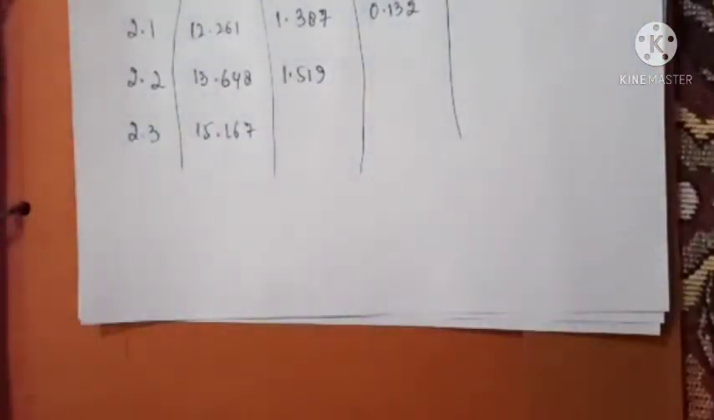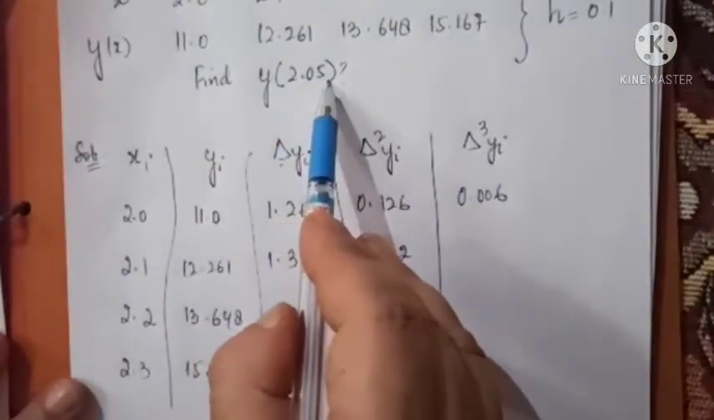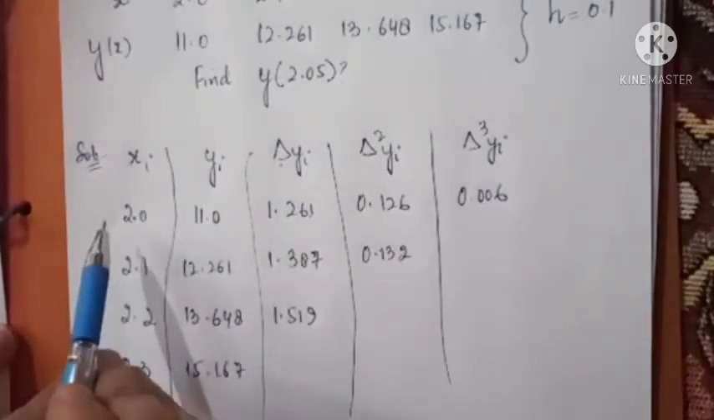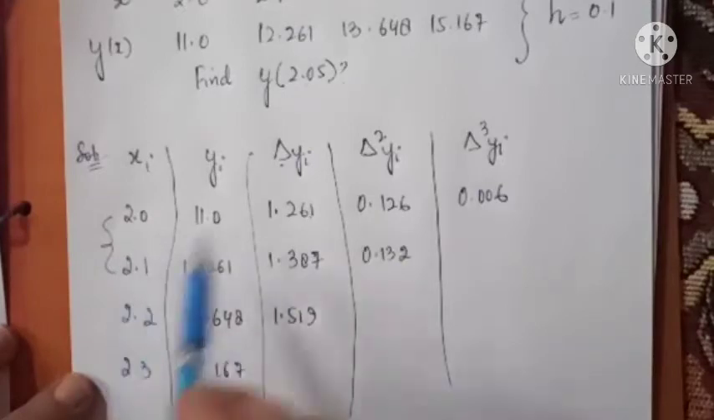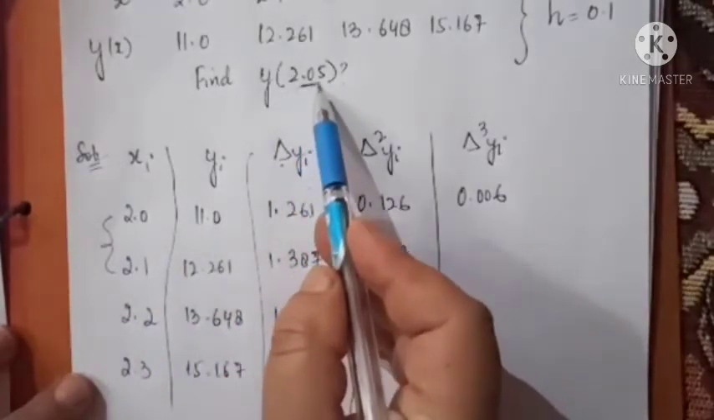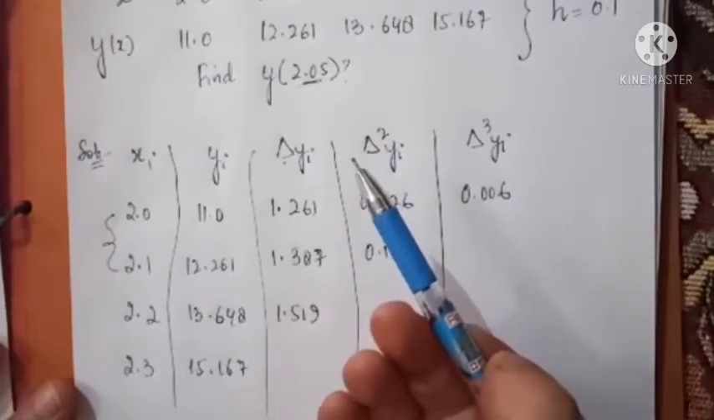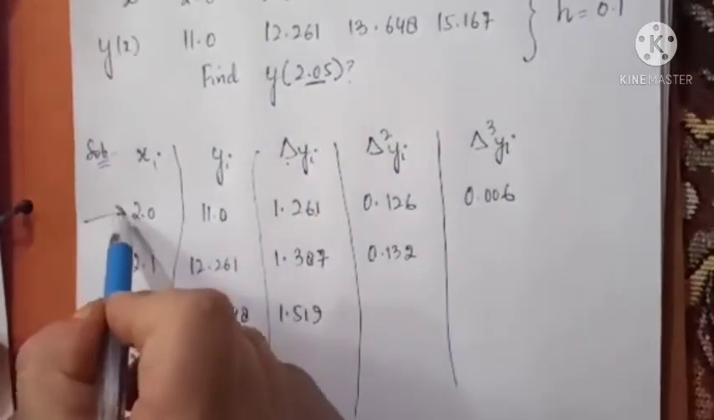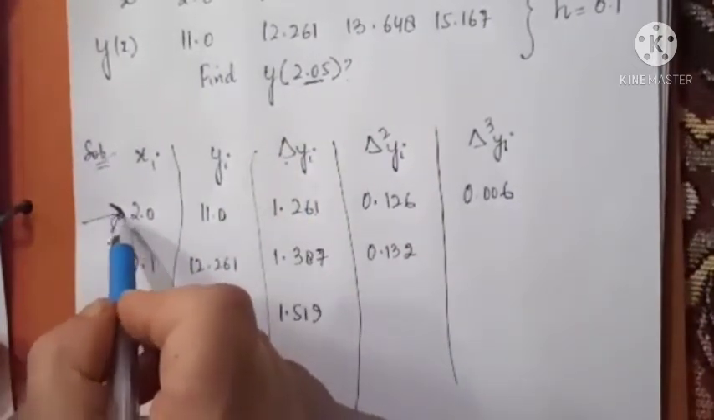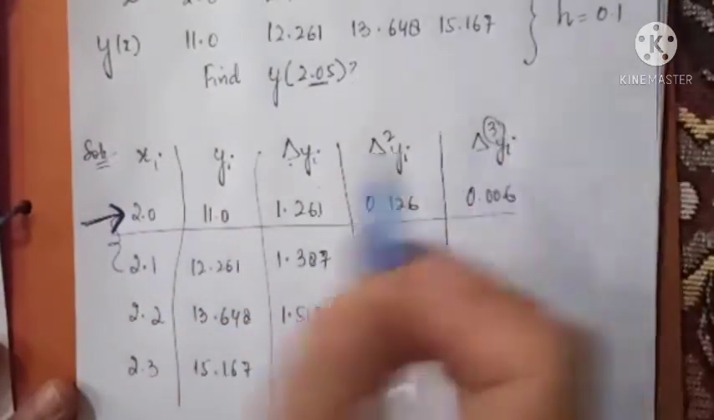Now we have to estimate the value 2.05. 2.05 comes between these 2 points, right? 2.0 and 2.1, between these we have to estimate this point. And as I told you earlier, when we have to estimate the values using Newton's forward difference interpolation, we have to estimate it at the upper half of the table. So we will estimate this at this point. We will estimate the value at this point. So that means we have to generate the formula up to the third order.